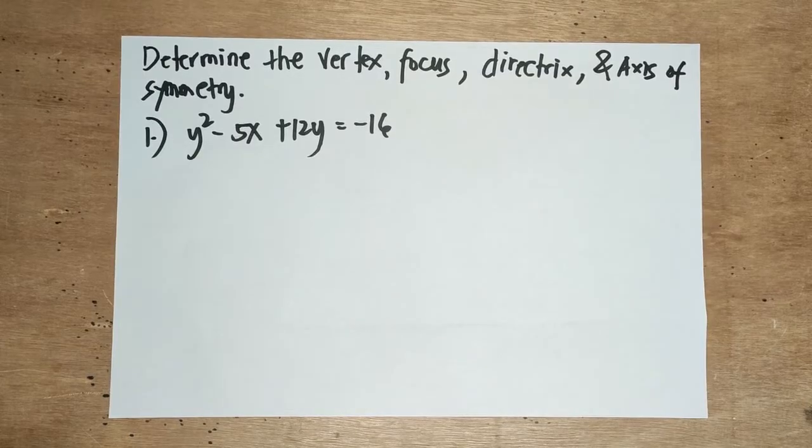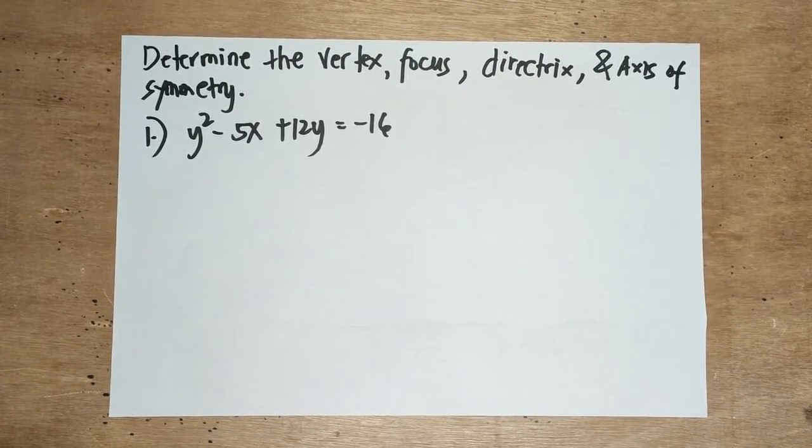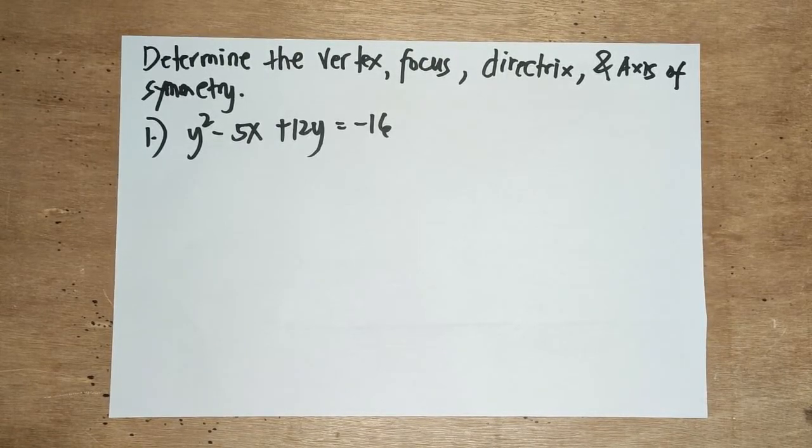In this example, we are asked to determine the vertex, focus, directrix, and axis of symmetry in the following. The first one, y squared minus 5x plus 12y is equal to negative 16. Since nakita natin na ang may squared na variable ay si y, it's either a parabola which opens to the left or to the right.